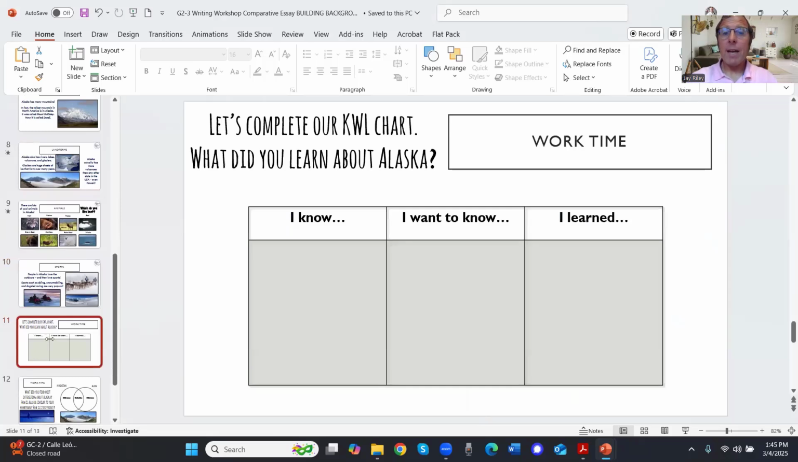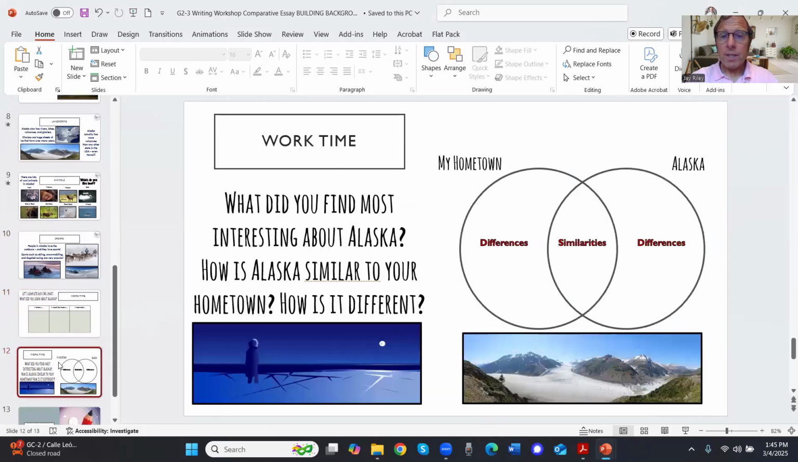And then we can go back and we can complete our KWL chart by talking about the things that we learned about Alaska. Now, this is where we really want our students to start thinking about what's similar between their hometown and Alaska and what's different. Now, we're going to get our students to work with a Venn diagram, and this is really where we're going to start building points of comparison.